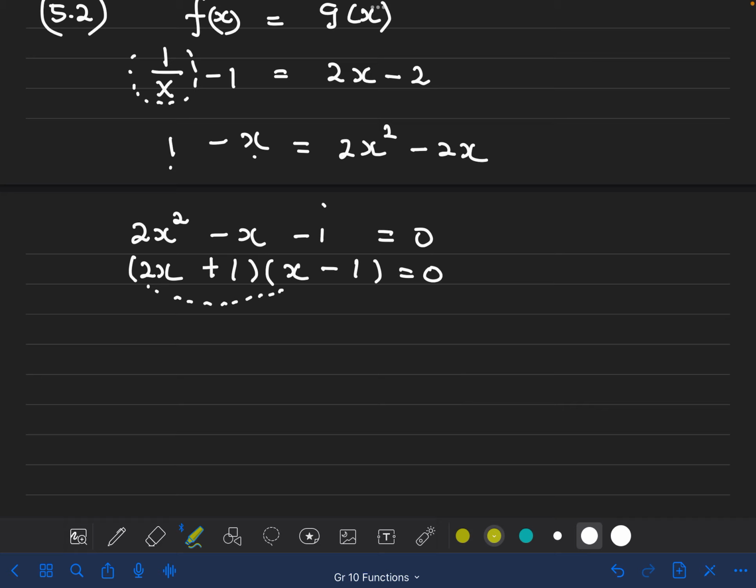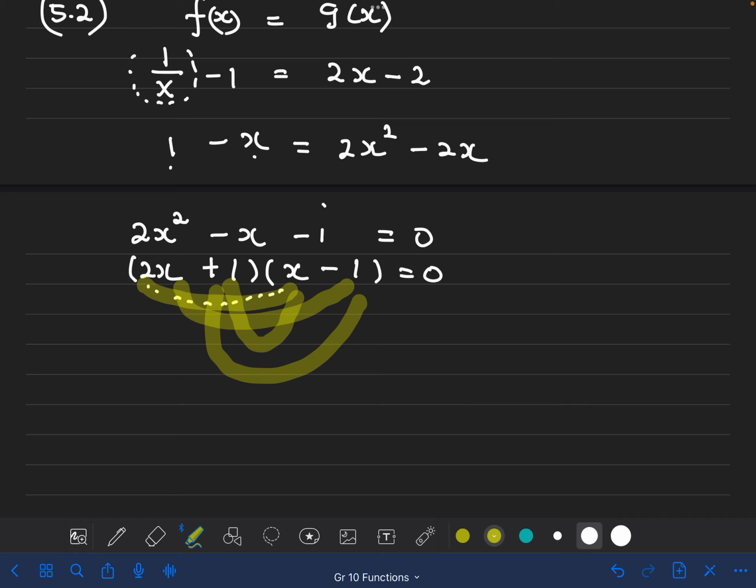So 2x times x, that is 2x squared. 2x times minus 1, that is minus 2x. And then 1 times x, that is x. So minus 2x plus x, that is minus x. And then now 1 times negative 1, that is negative 1. So we actually got what we're looking for.